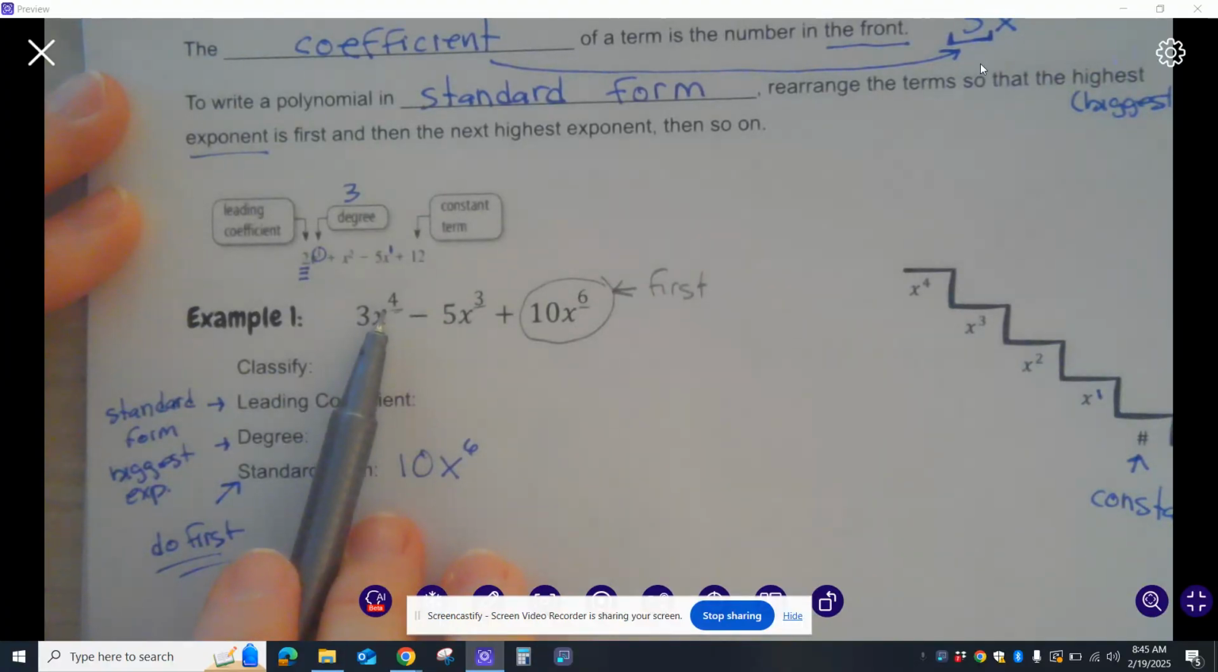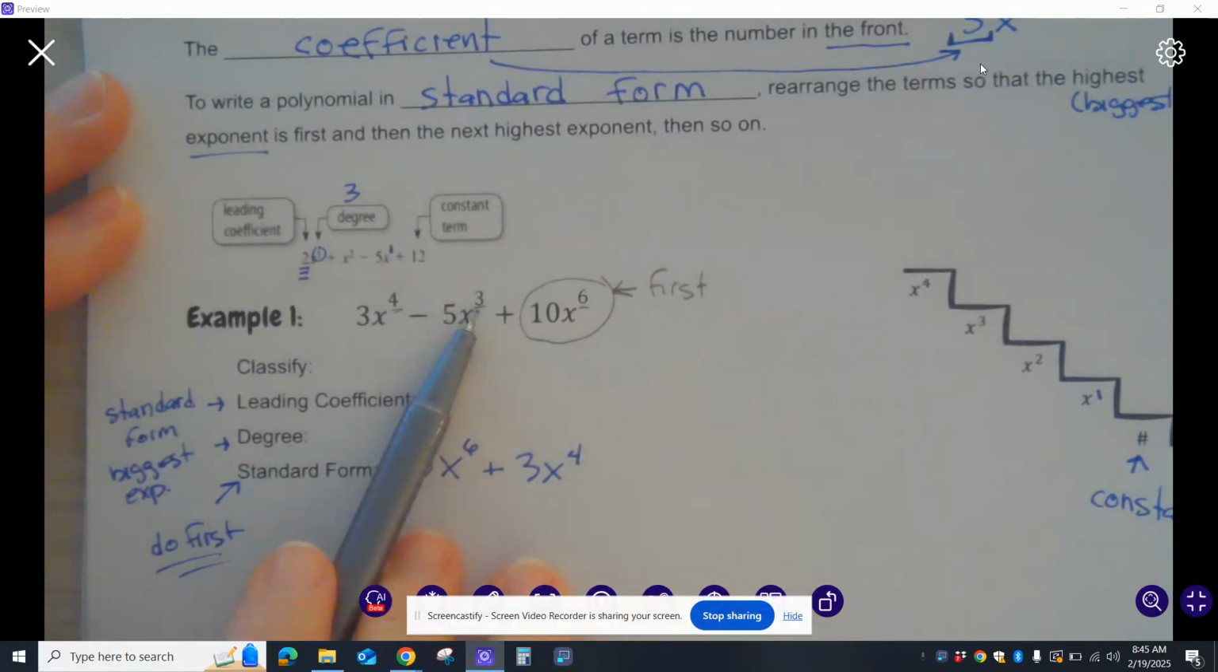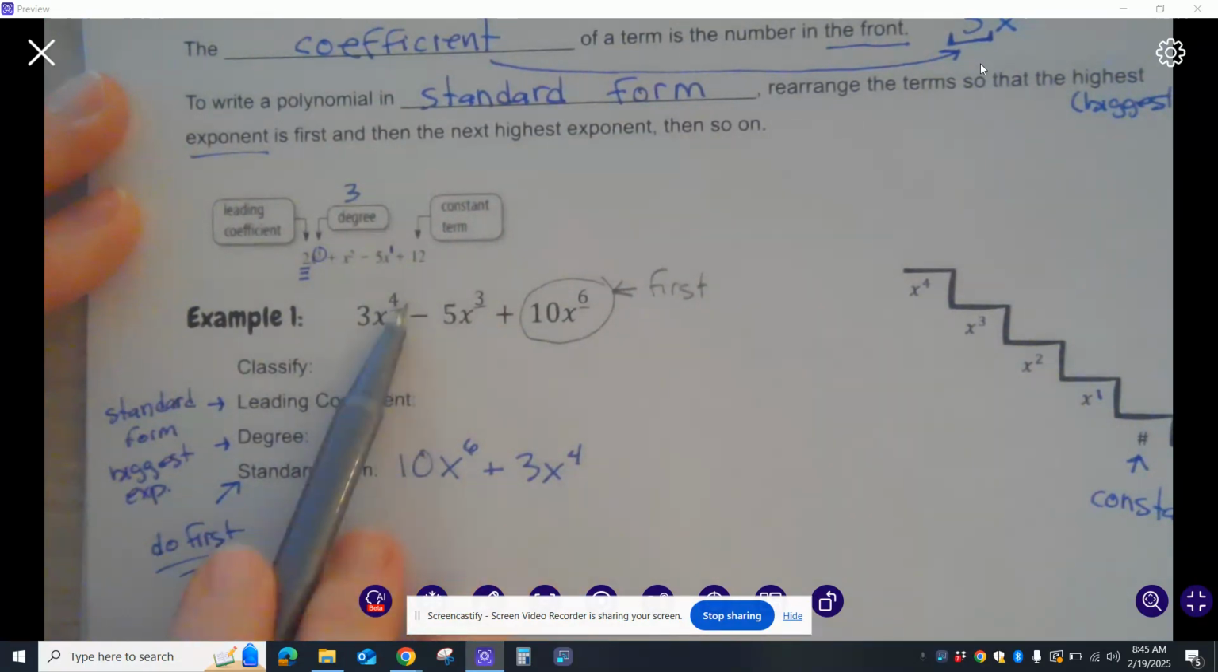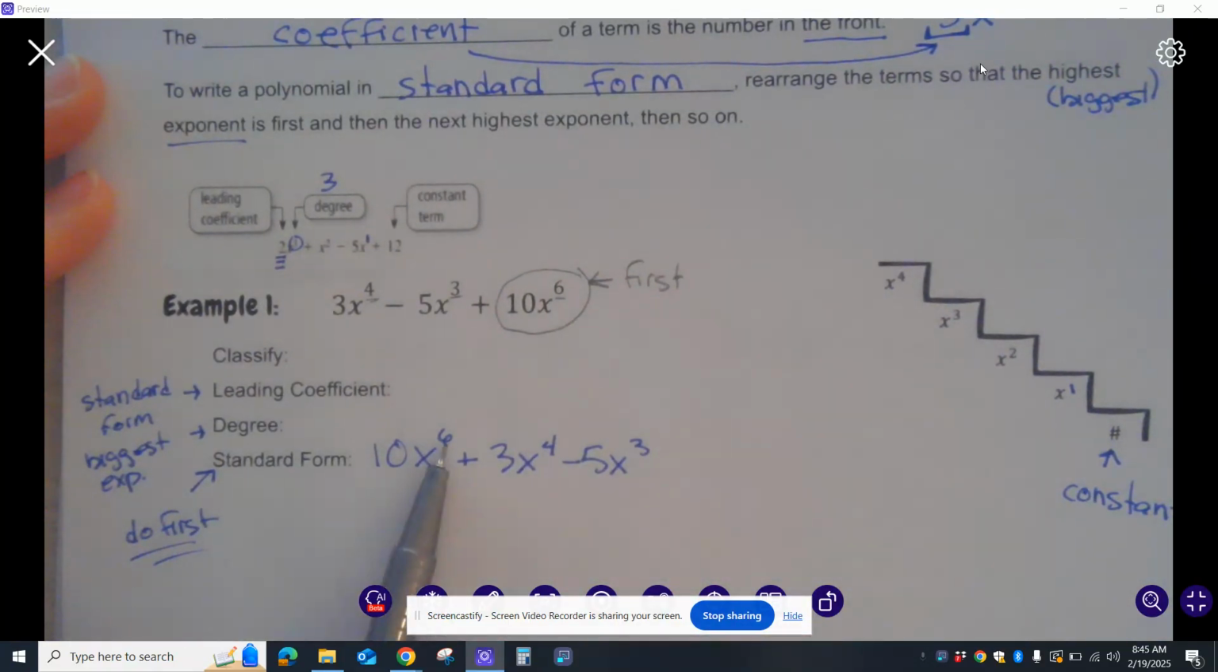The next biggest exponent is this 4. So we're going to put this 3x to the 4th second. The 3 is positive, so we're going to write plus 3x to the 4th. The next biggest exponent is a 3, so we're going to put this term last. Now this negative is part of this term, so negative 5x to the 3rd comes last. So now it's in standard form. 6, 4, 3. Our exponents, not our numbers, our exponents are in order from biggest to smallest.